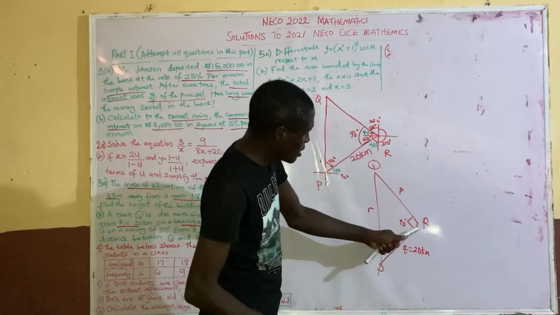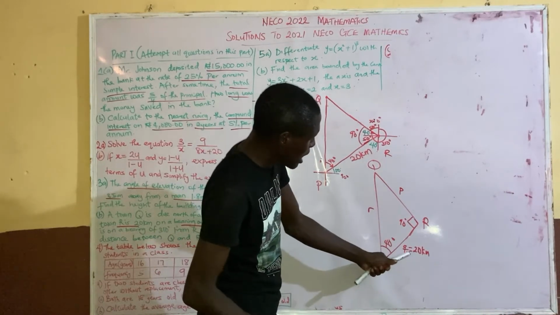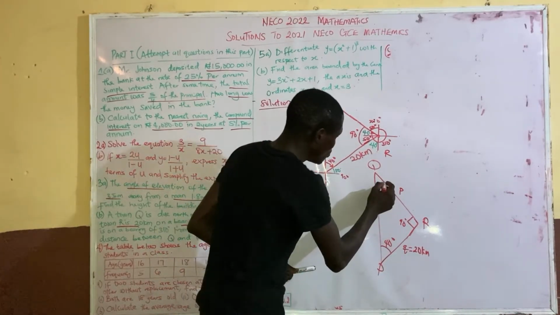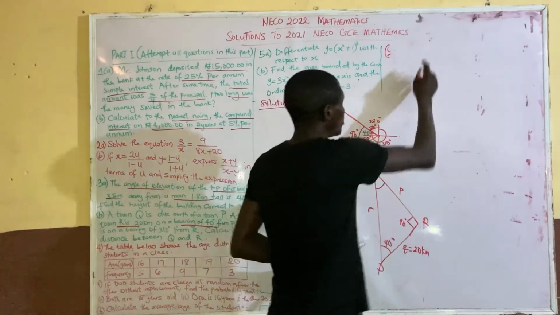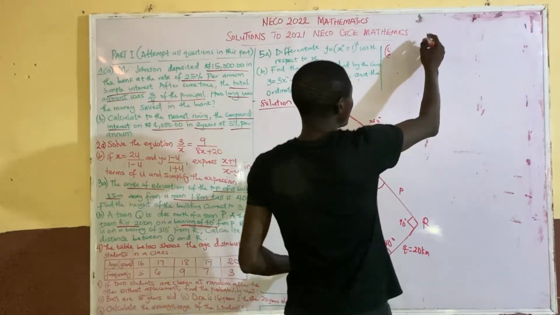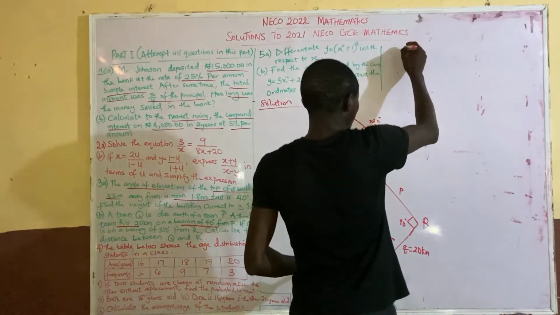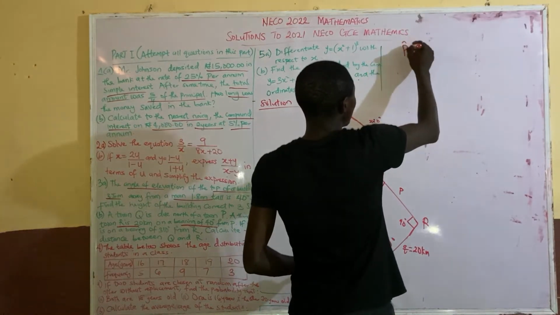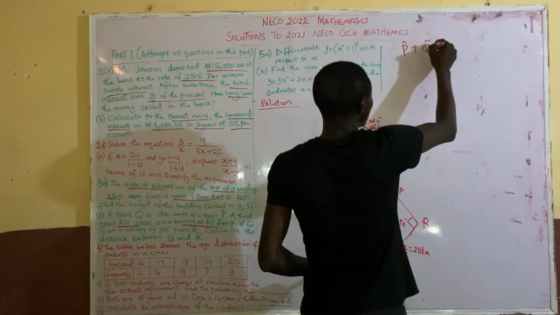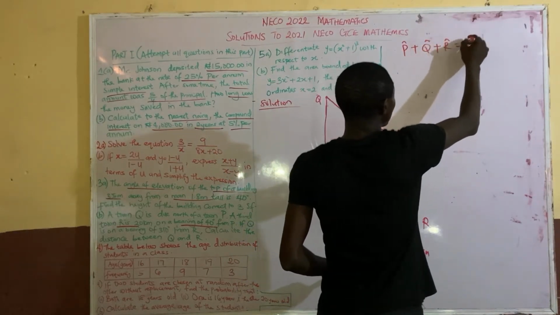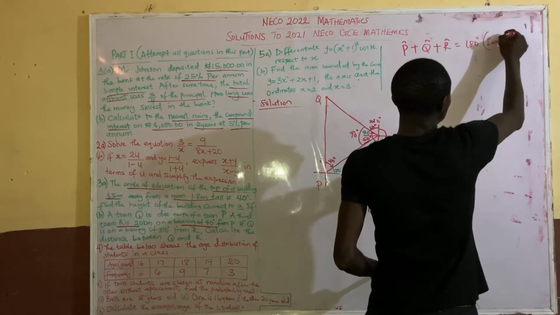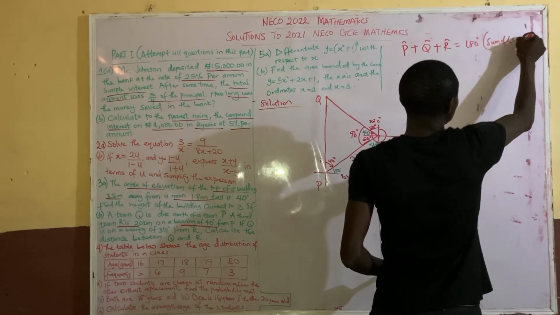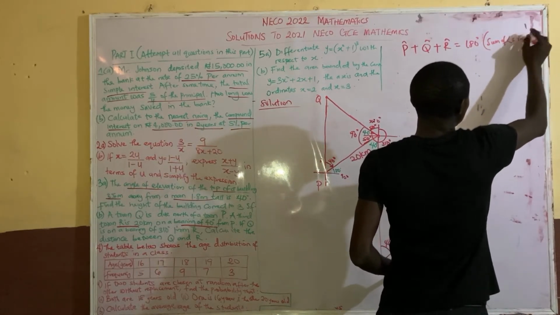Look at this. We know R, so we need to get the angle Q here. Even though we know the side, we don't know the angle Q. So how do you get angle Q? Let's get angle Q first. Angle P plus angle Q plus angle R equals 180. Sum of angles in a triangle.